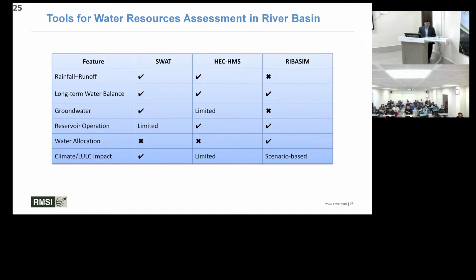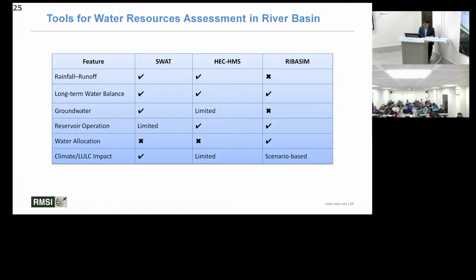Rainfall runoff models are the models which convert rainfall to runoff after deducting the losses. There are some losses. These two models, SWAT and HMS, can be used for this. Basin is not for that purpose. For long-term water balance, again all these 3 models are suitable for this purpose.